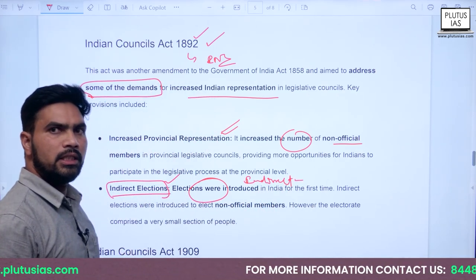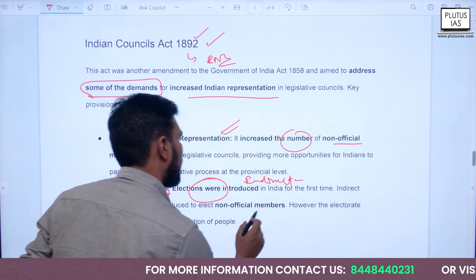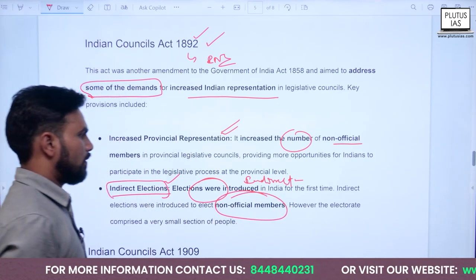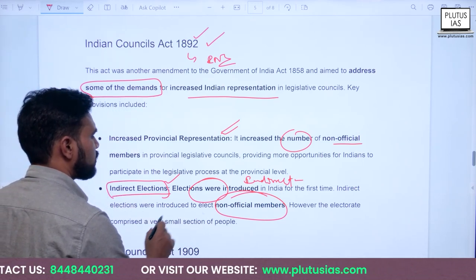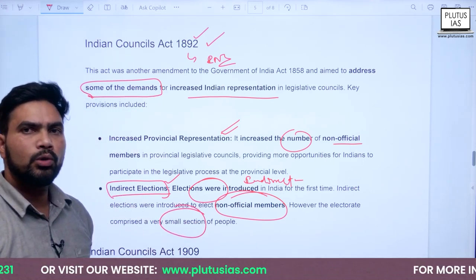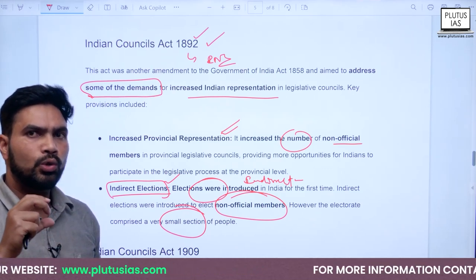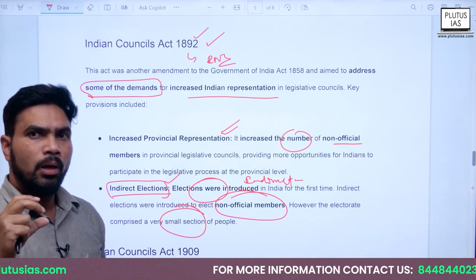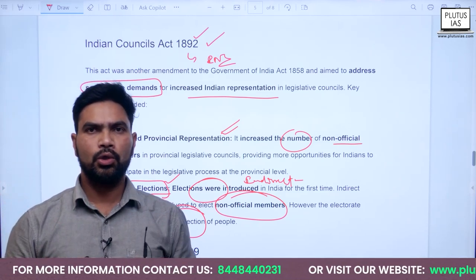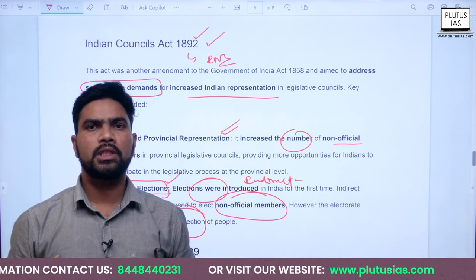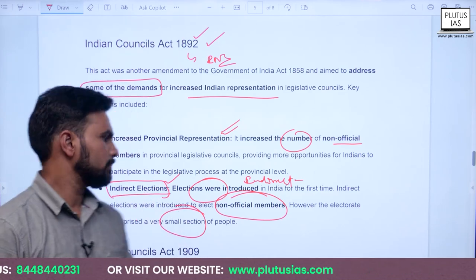These elections were held to elect the non-official members. However, the electorate comprised a very small section of people. For example, those who were paying income tax, those in influential positions, and those who were rich. So the electorate was confined to only a few sections of Indian society.